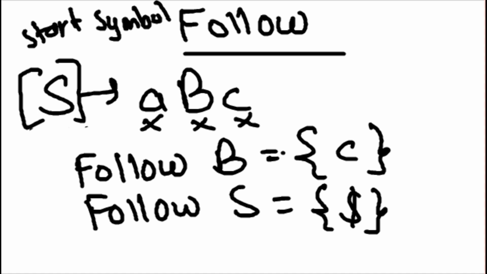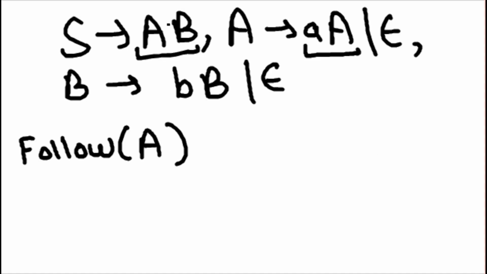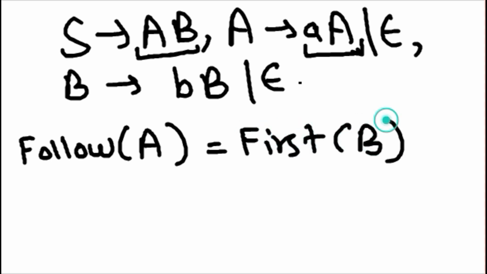So you could directly write the terminal symbol in the follow. But in this case, when you look at the right hand side, there is no terminal symbol after A. After A, there is a capital B, which is a non-terminal symbol. So in this case, follow of A will be equal to first of B, because this is a non-terminal symbol. And if there is a non-terminal symbol after a non-terminal symbol and you have to calculate the follow, then you have to write the first of B in its follow.